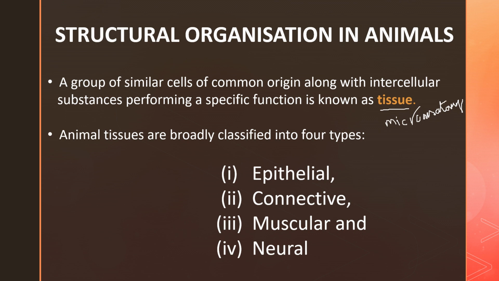Now, broadly, these tissues are classified into four types: epithelial tissue, connective tissue, muscular tissue, and neural tissue. A tissue consists of cells as well as extracellular matrix. The extracellular matrix changes from one type of tissue to another, and its composition varies with the type of tissue.